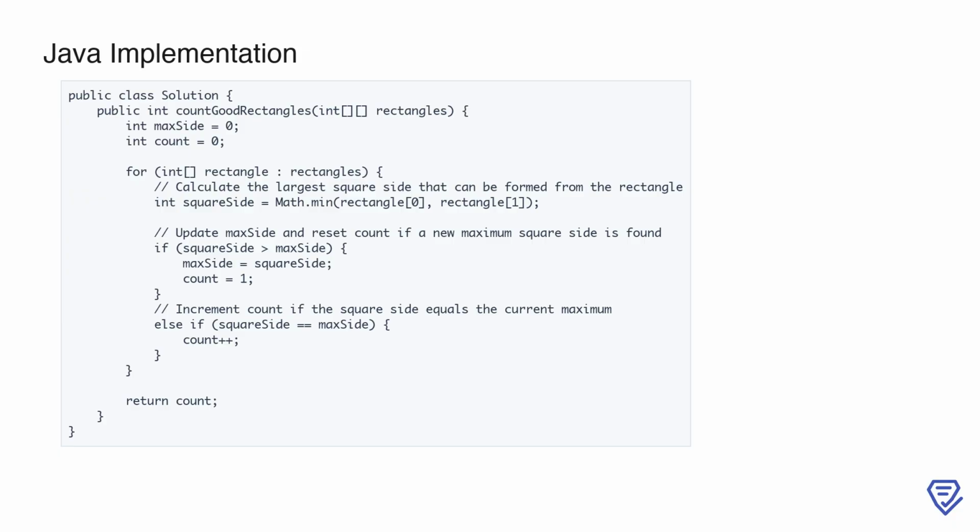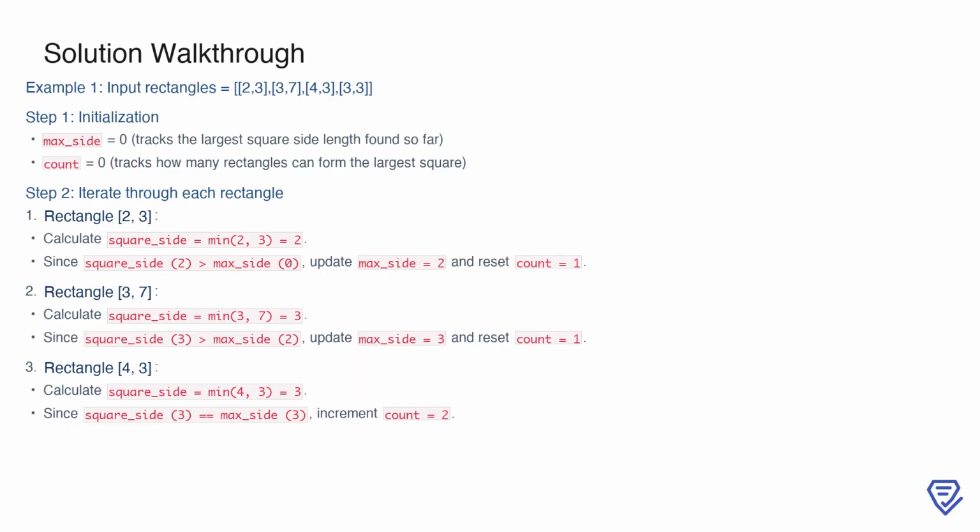Java. Here, we are given the input rectangles as [2, 3], [3, 7], [4, 3], [3, 3]. To start, we initialize two variables, max_side is set to 0 to track the largest square side length we've seen so far, and count is set to 0 to keep track of how many rectangles can form this largest square. Now, we begin iterating through each rectangle.